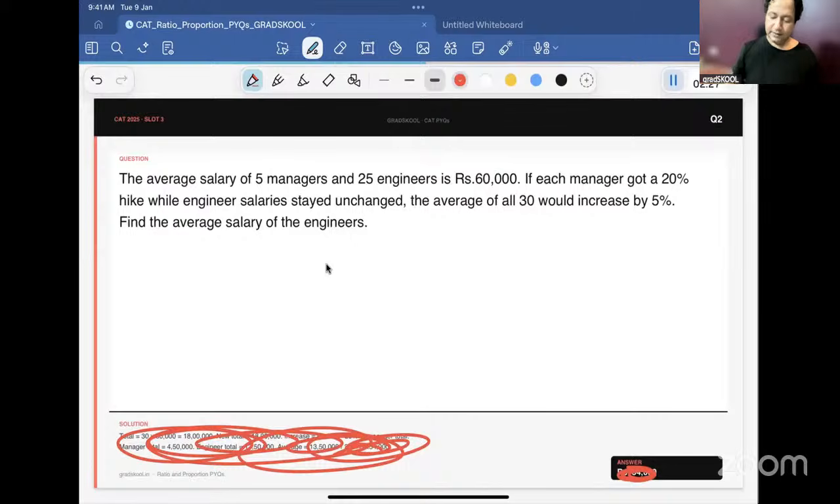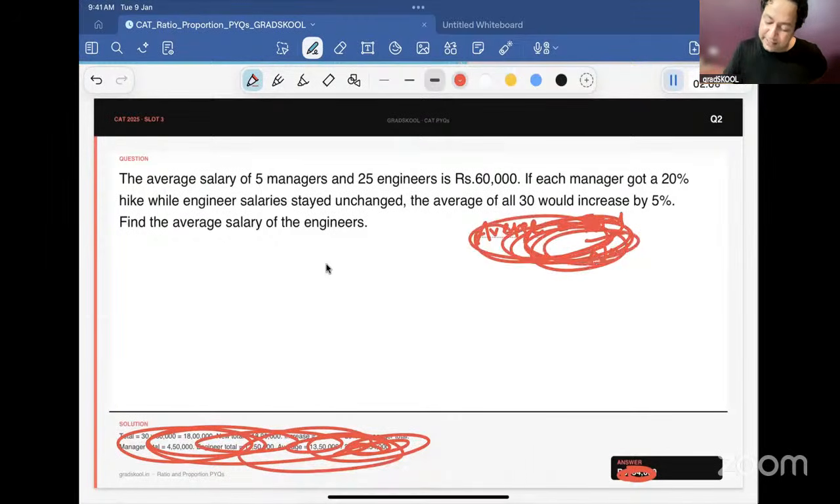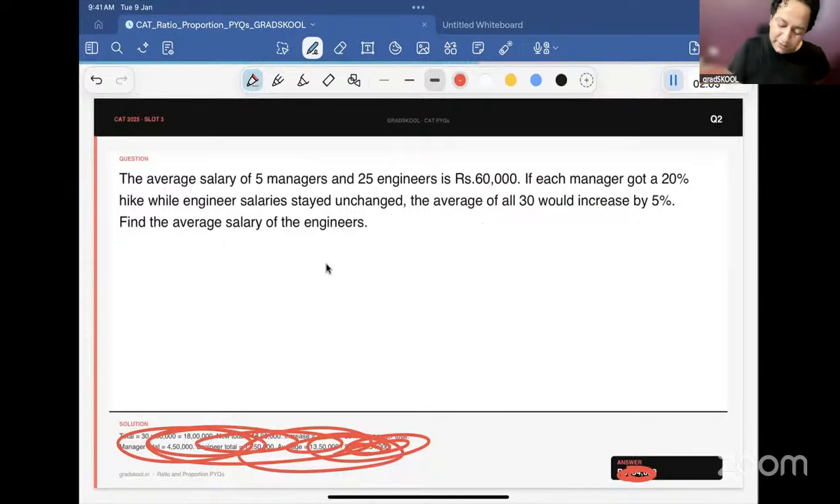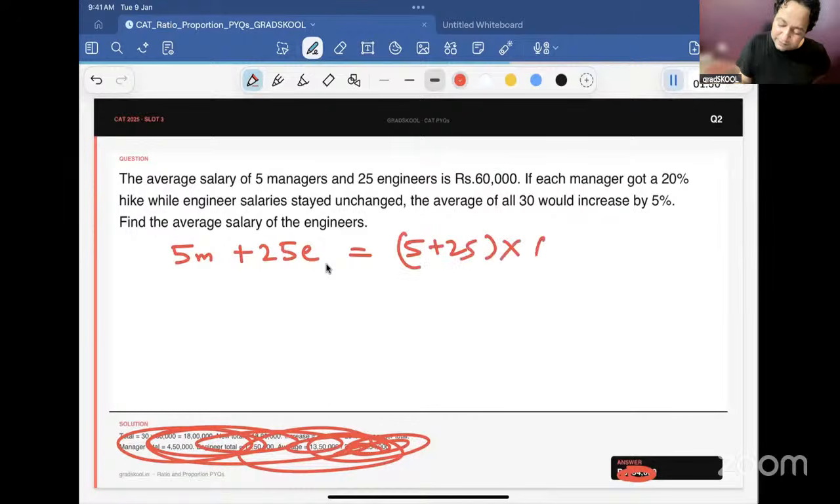All right. Average salary of 5 managers and 25 engineers is rupees 60,000. So what is average, by the way? Total upon number of observations. So here we have 5 managers and 25 engineers. Let's say the average salary of managers is M. So 5M will be total salary of managers. And that of engineers is E. So 25E. This must be equal to 5 plus 25 times 60,000.